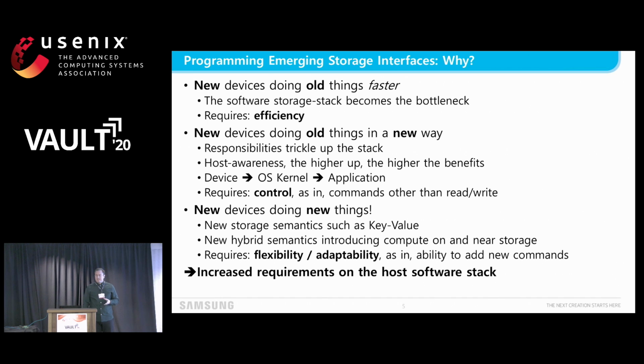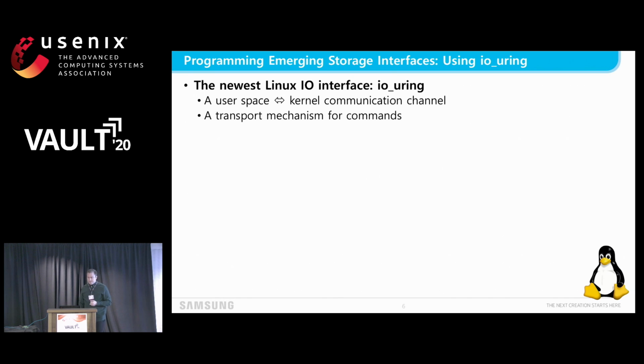So basically, this is about what software infrastructure is available to provide efficiency and control, from the perspective of the application developer. What's available and how can you use it? I think the latest and greatest is the io_uring interface, which is a really neat user space and kernel communication channel that you can use as a transport mechanism for your commands.